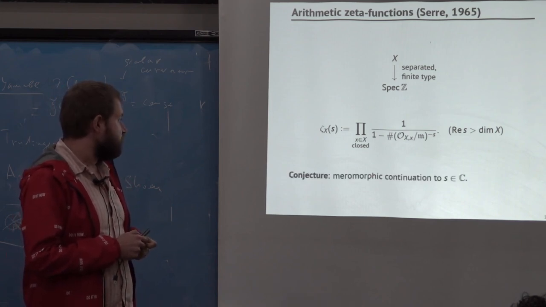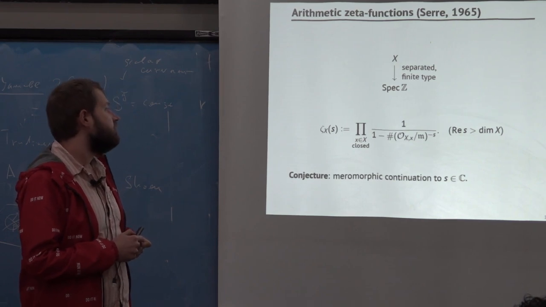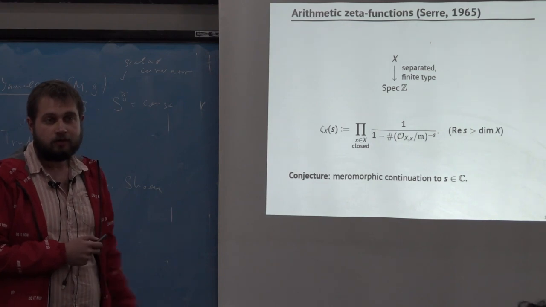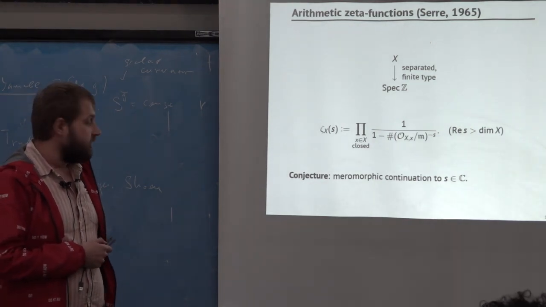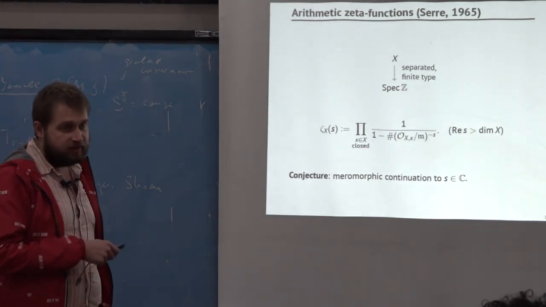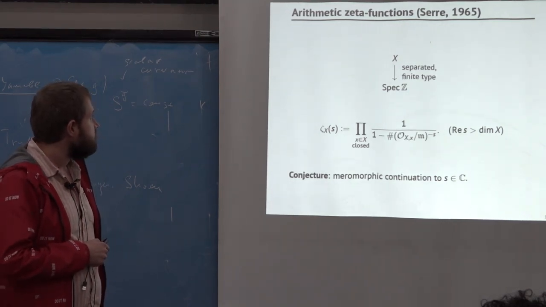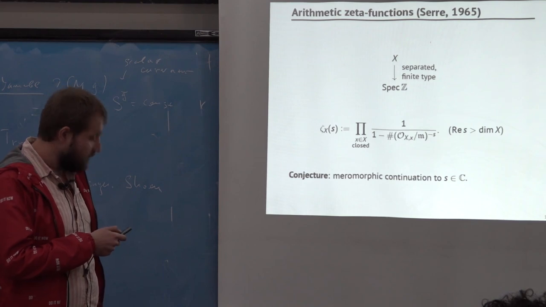And there is a big conjecture that this function admits a meromorphic continuation to the whole complex plane. But it's a big conjecture, of course, and it is known only in some very specific cases. So these are the arithmetic zeta functions.